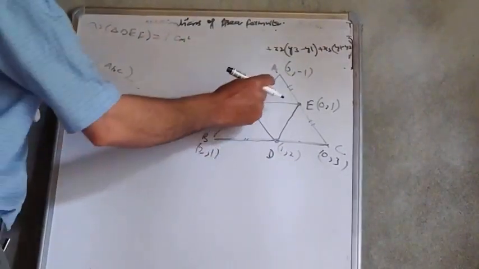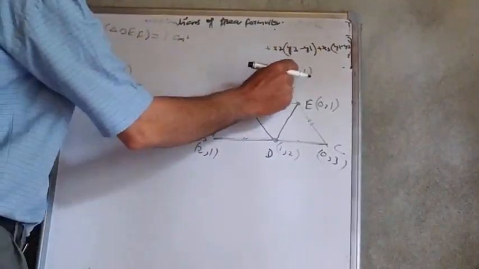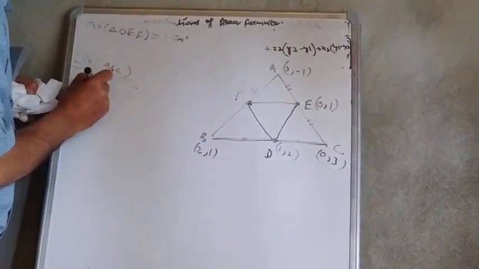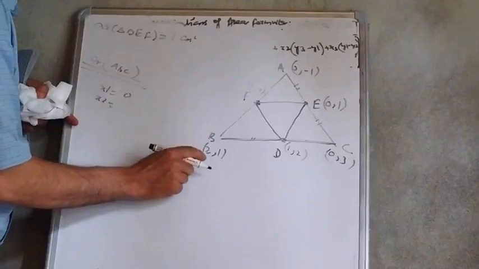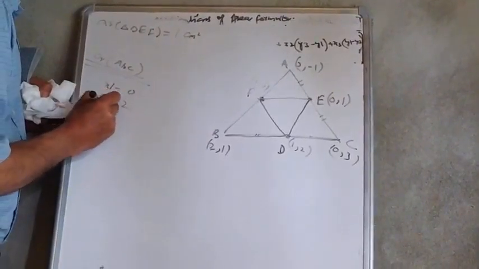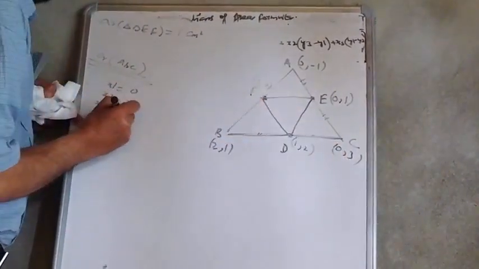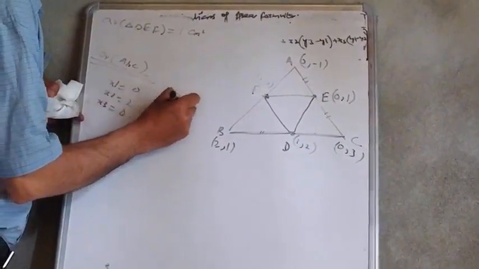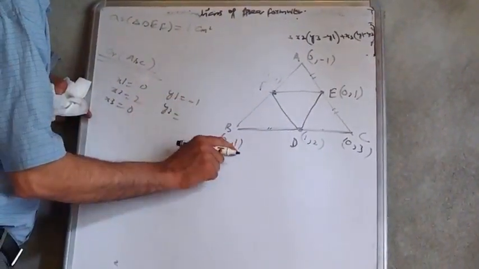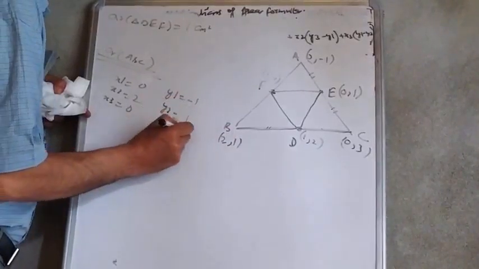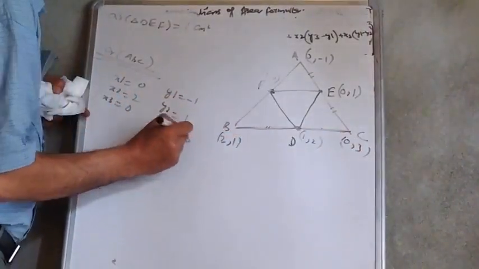इसके लिए हमें पहले x1 चाहिए, ABC. What is here x1? x1 is 0, x2 is 2, x3 is 0, and what is y1? y1 is minus 1, y2 is 1, y3 is 3.